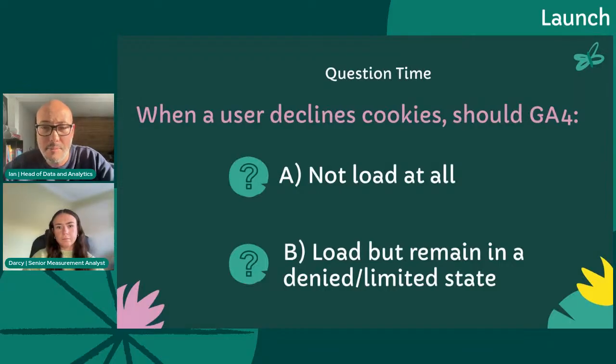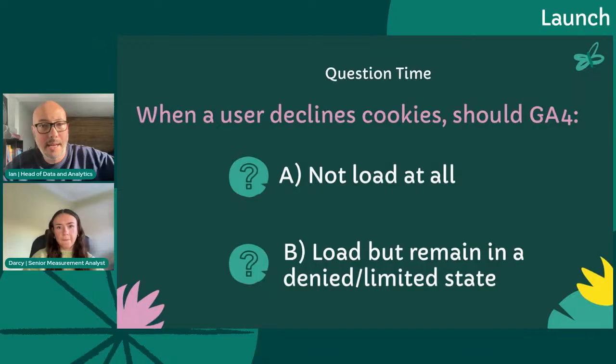At Building Brands, we asked the audience this question: if when a user declines a cookie, should GA4 A, not load at all, or B, load but remain in a denied and limited state? Interestingly, in the room, not a lot of people put their hands up for A, but some people did put their hands up. And this is something that we see quite a lot, where your cookie banner is loaded and it doesn't load GA4 at all. That's not how it should work.